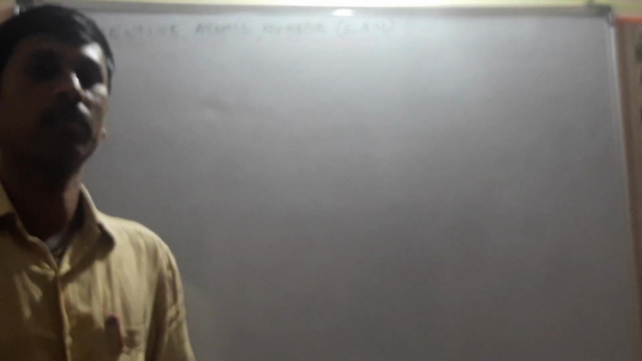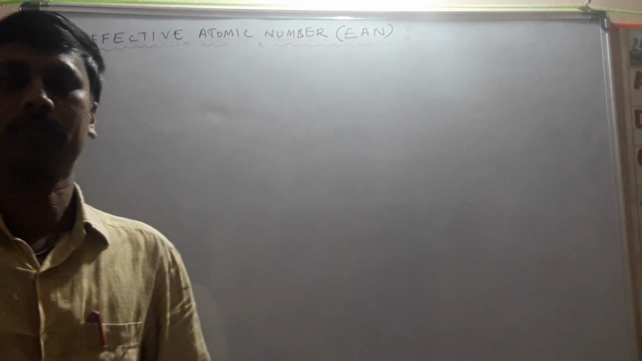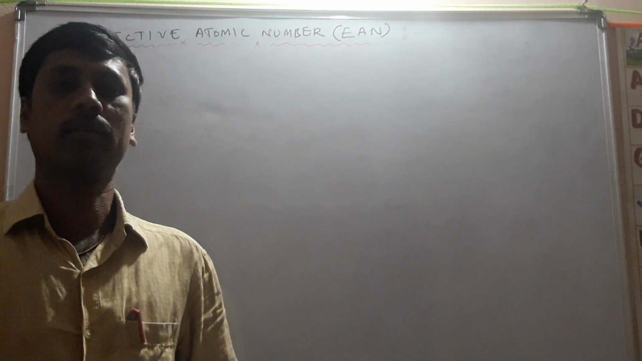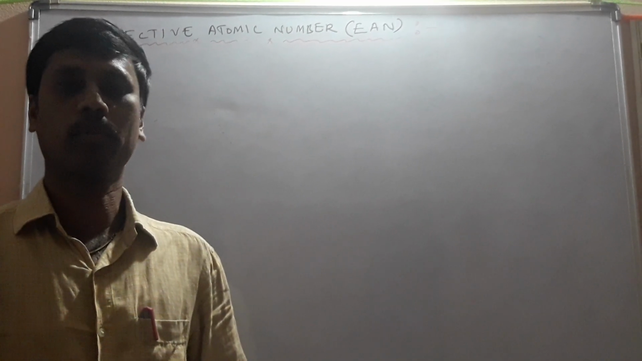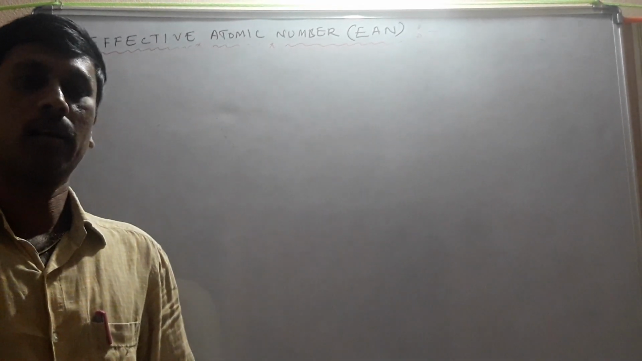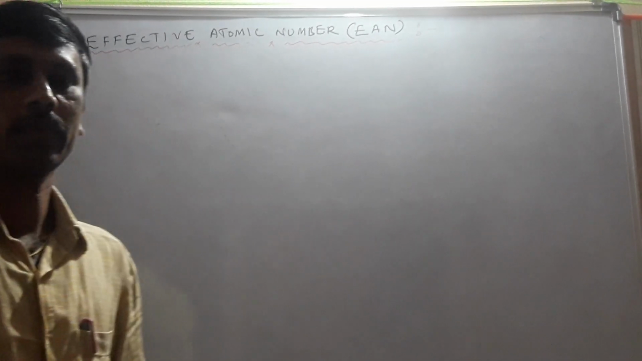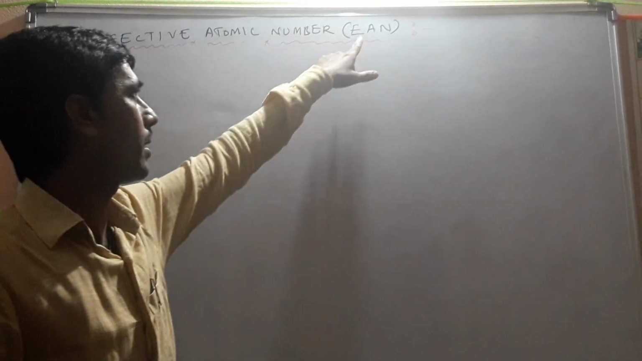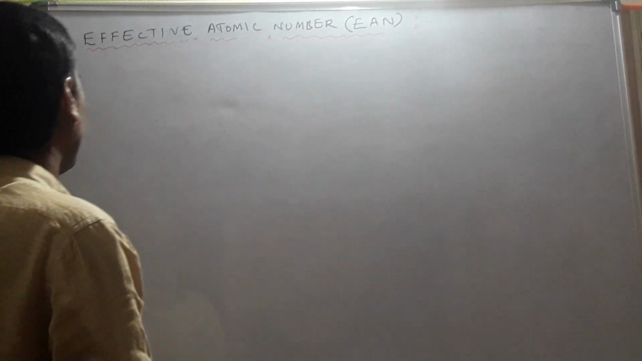Today we are discussing effective atomic number. What is the effective atomic number? The total number of electrons acquired by the central metal atom in a coordination compound, gained either from ligands or other atoms, is called the effective atomic number. This effective atomic number is denoted by EAN.